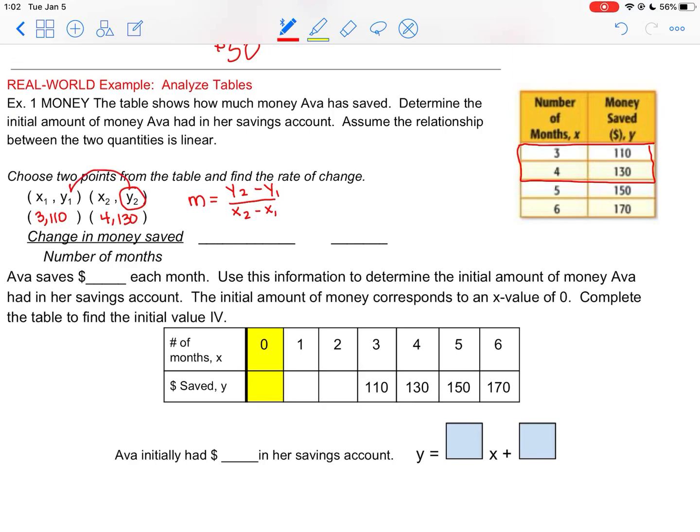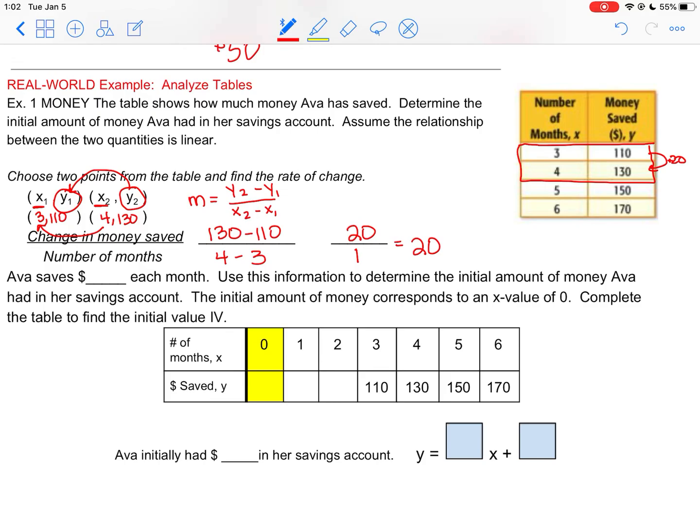If I use this formula, I'm going to take that second y value and subtract that first y value. So on top, 130 minus 110. And then for the bottom, it's going to be the second x value minus the first x value, so that'll be 4 minus 3. If I simplify this down, 130 minus 110 is going to give me 20, and 4 minus 3 is 1. My last thing is always to divide that out, and 20 divided by 1 is 20.